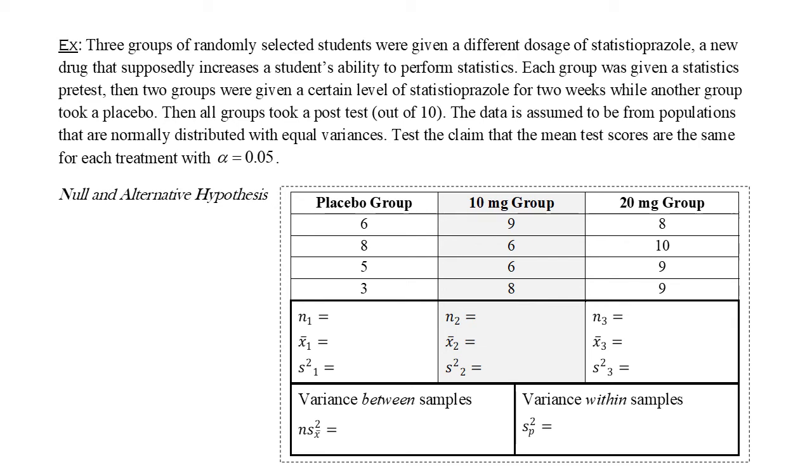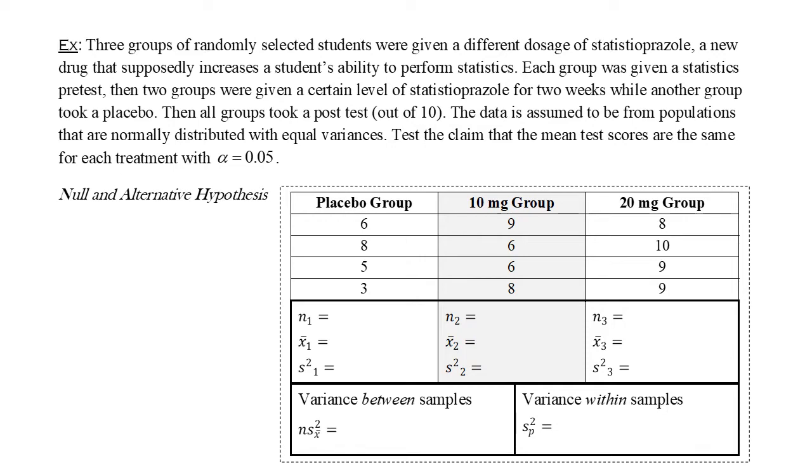So let's look at this example here. We have three groups of randomly selected students who were given a different dosage of statistioprezol, which is a new drug that supposedly increases a student's ability to perform statistics. Each group was given a statistics pretest.